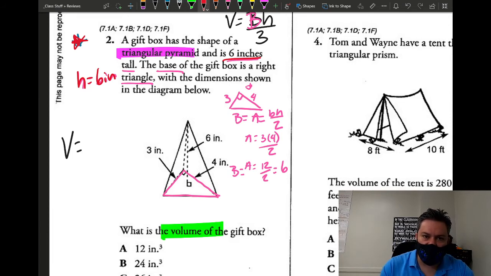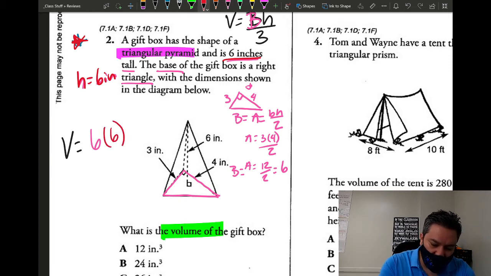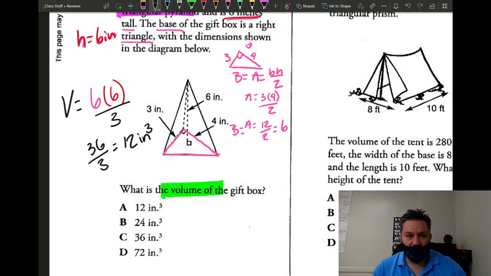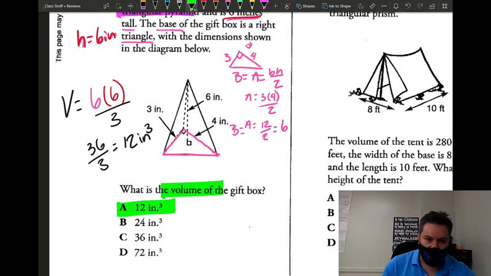All I have to do is substitute the values in of everything that I know. So my uppercase B is going to be 6. My height is going to be also 6 in this case. And then I just divide by 3. So 6 times 6 is 36. Divide by 3, which is going to be 12 inches cubed. When we talk about volume, every time we talk about volume, the volume is going to be in cube units. Remember, area is square units, perimeter or circumference is just linear. It doesn't have any exponents. The volume is always going to be cubic. So my answer in this case is going to be A.